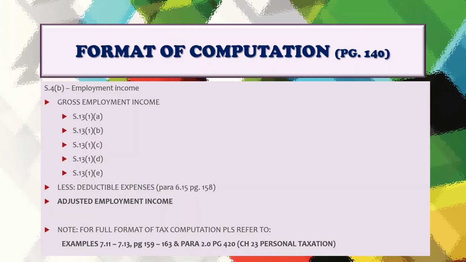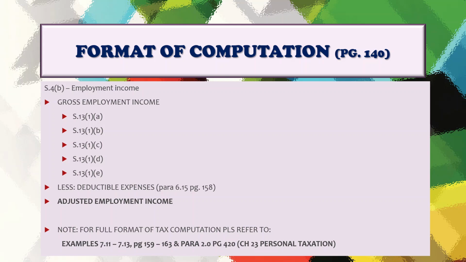So finally, we come to the format of computation. The format of computation follows the way we present in accordance with the law. This is the first section, which is section 4B, employment income. Under section 4B, we will compute the total gross income that we have, based on each respective category, from 13(1)(a) up until 13(1)(e). We total up all the income from 13(1)(a) up until 13(1)(e).